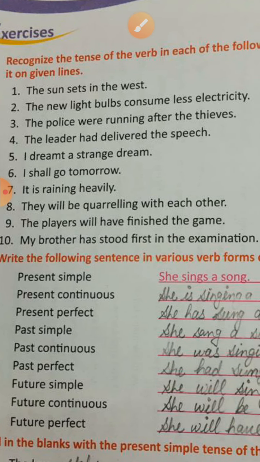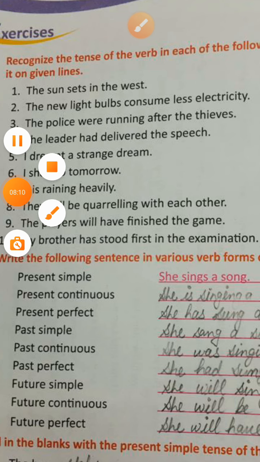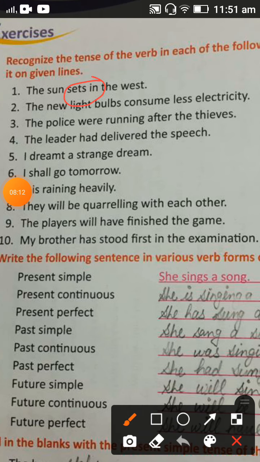The sun sets in the west. Sun sets. Which form is it? Simple present, means first form with s, it is simple present. Second one is the new light bulbs consume. So here the subject is plural, bulbs, and the verb is singular, consume. Okay, this is also simple present tense. Third one is the police were running after the thieves. Were running means past continuous tense. Fourth one is the leader had delivered the speech. Had delivered means the action had already completed in the past, it is past perfect.